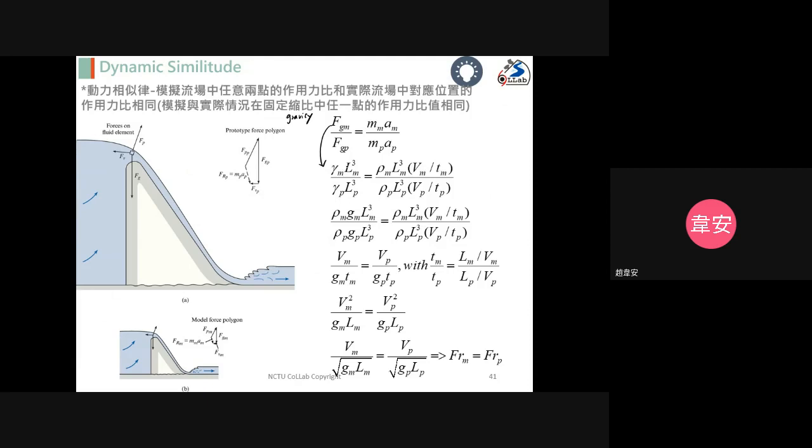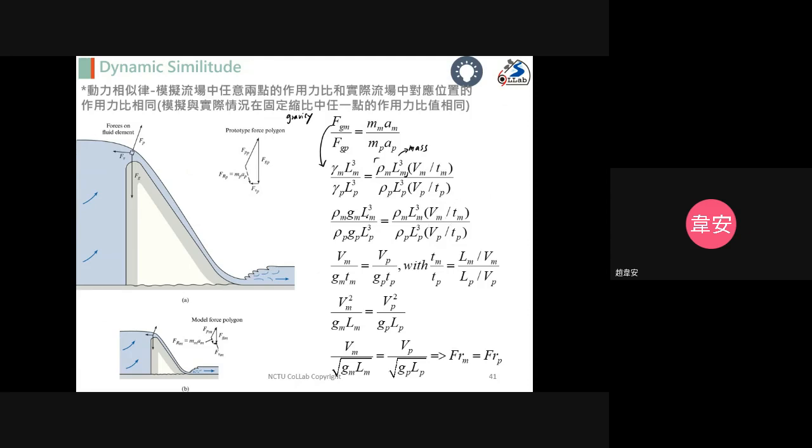Here we can rewrite the force: gamma is the specific gravity multiplied by the volume, with dimension L cubed, which equals the density multiplied by the volume to be the mass. This is the mass, and we know that the acceleration can be computed from the velocity divided by the time interval. We rearrange the equation balance, and then on the left-hand side the upper is rho g L cubed for the model and the bottom is rho g L cubed for the prototype, and the right-hand side is rho L cubed and the velocity divided by the time interval.